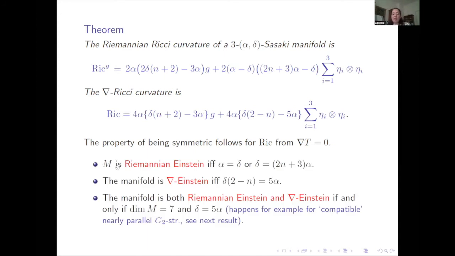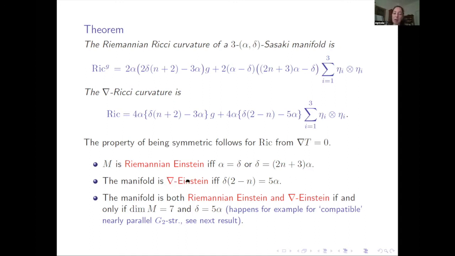So you see, for example, that it's going to be Riemannian-Einstein just by performing the computation on these constants in two situations: either alpha is equal to delta. And this is just the old Fifazaki case, which of course we had to recover if everything is consistent, or delta is equal to 2n plus 3 times alpha. So there are Einstein manifolds not being Fifazaki in this large family worth investigating.